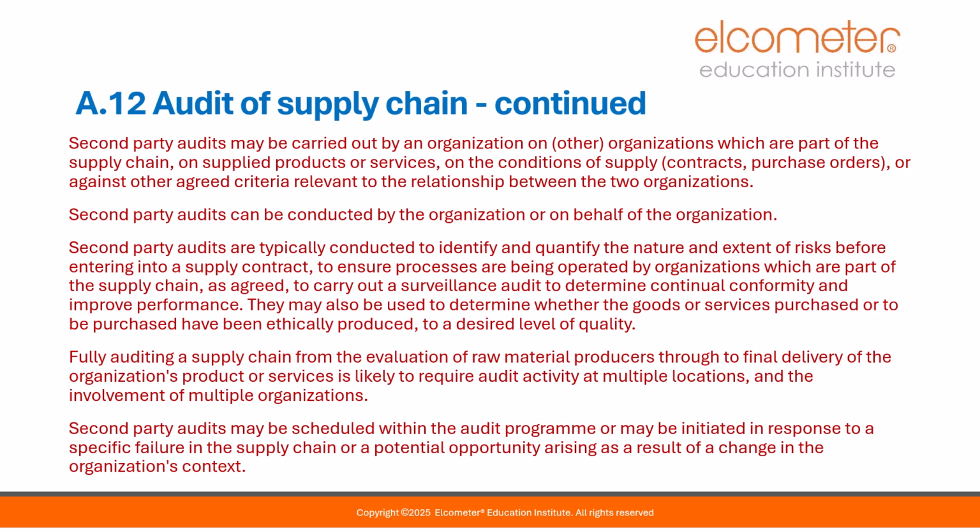Fully auditing a supply chain, from the evaluation of raw material producers through the final delivery of the organization's products or services, is likely to require audit activity at multiple locations and the involvement of multiple organizations. And continuing, second-party audits may be scheduled within the audit program or may be initiated in response to a specific failure in the supply chain or a potential opportunity arising as a result of a change in the organization's context.